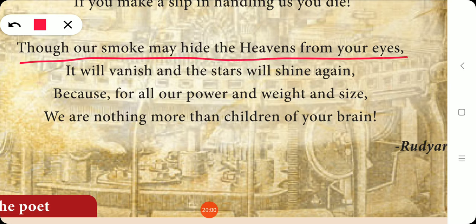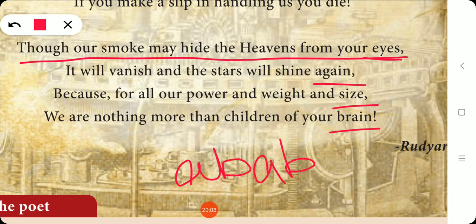Okay, so already we have seen this line is an example for connotation, right? So what is the rhyme scheme? Eyes and size are rhyming, again and brain are rhyming. So the rhyme scheme for this stanza is again AB, AB. So all the stanzas in this poem rhyme AB, AB.